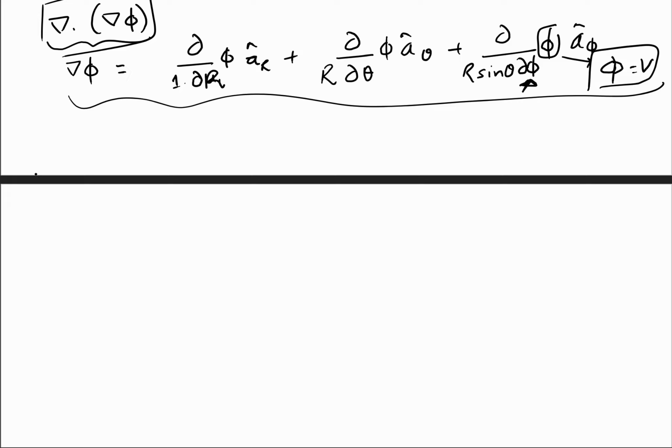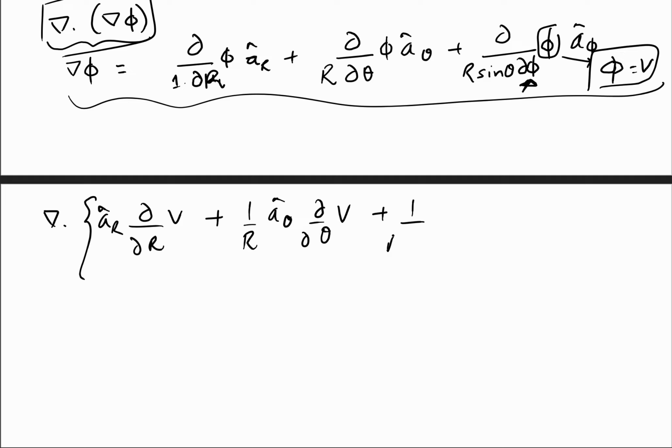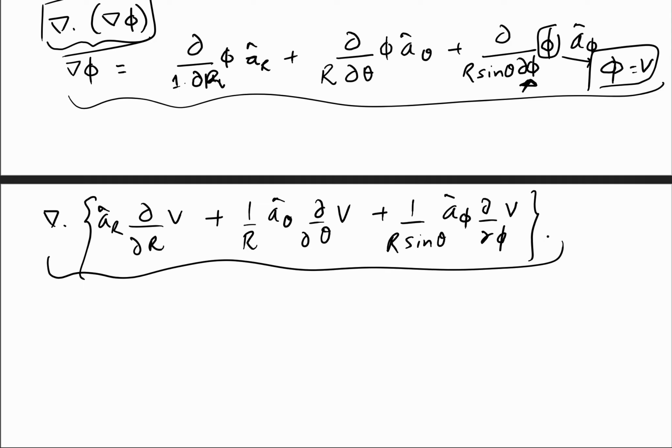So now we want to find the divergence of this vector, and the vector is dou by dou r, a_r v plus 1 by r a_theta dou by dou theta v plus 1 by r sine theta a_phi dou by dou phi of v. Now we will use the general system equation which we have derived in one of our previous lectures, and which I have written on the previous slide for the divergence.